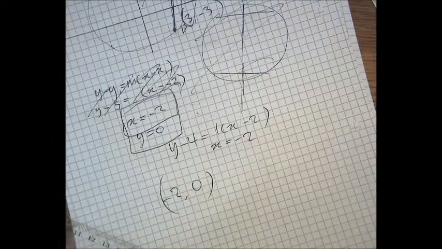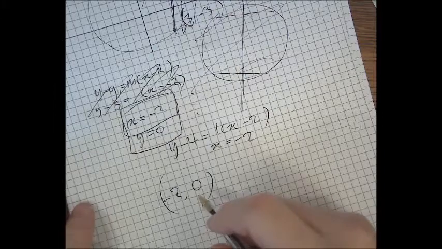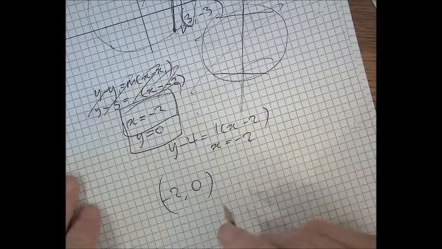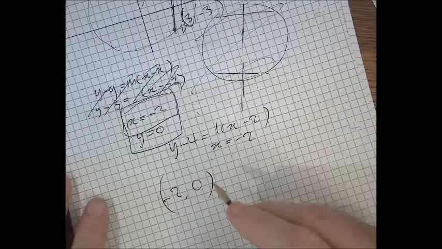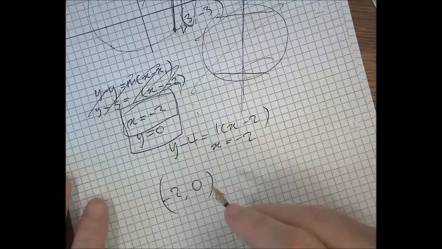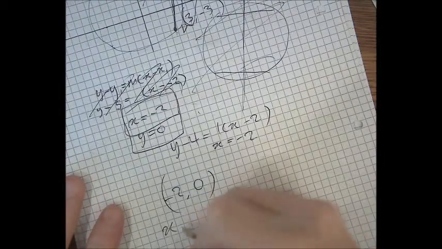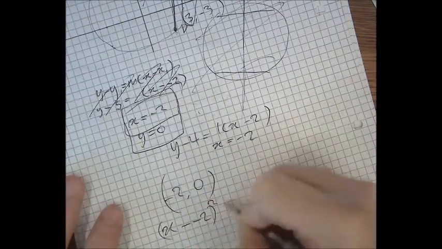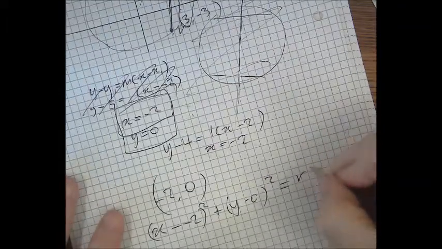That is the center of the circle. Now, don't rejoice just yet. Just because you've done the hard work doesn't mean you rejoice. You've got to make sure you've actually answered the question. What is the question? We want the equation of the circle. So it's (x minus -2) squared plus (y minus 0) squared equals r squared.